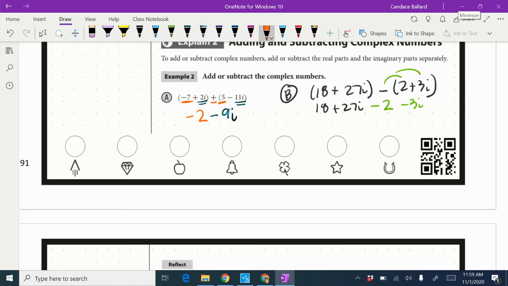Now I'm going to treat them like terms. I'm going to add the 18 and the -2, and that would give me +16. And then I'm going to add the 27i and the -3i, and that's going to give me +24i.